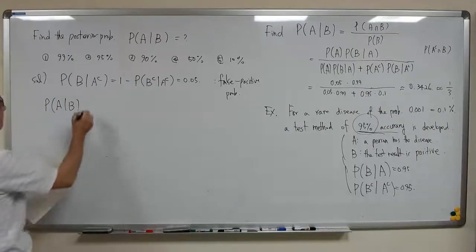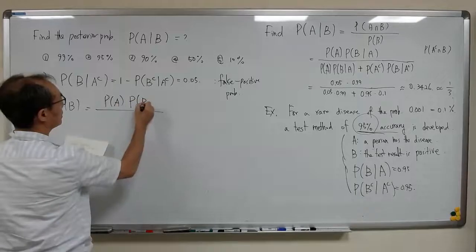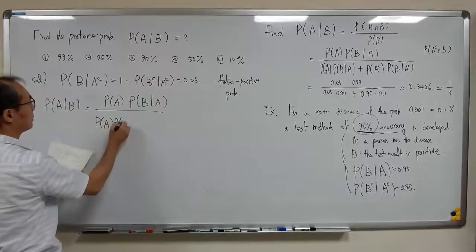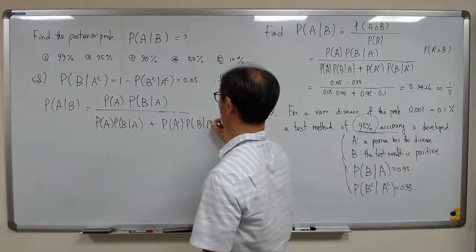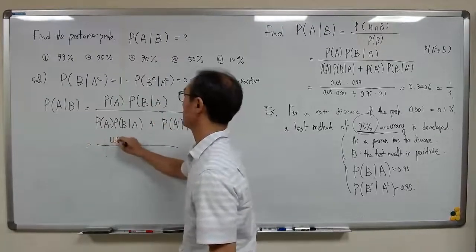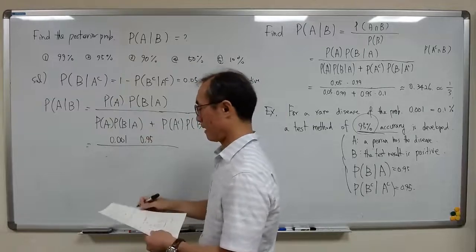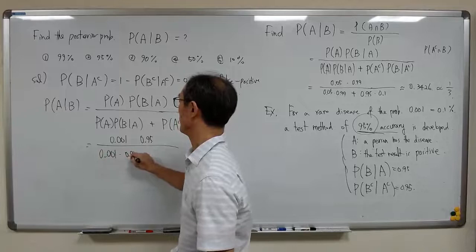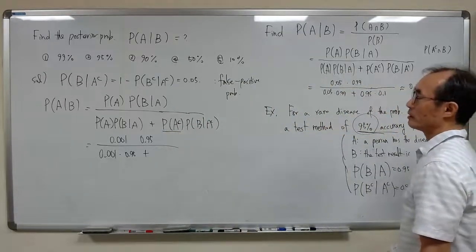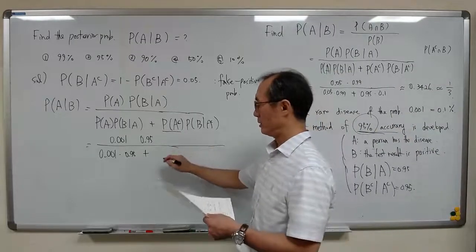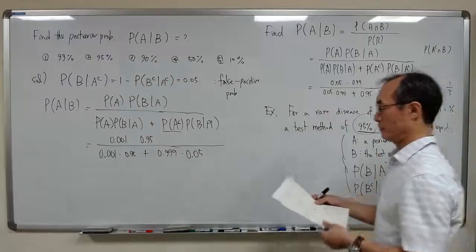And by Bayes theorem, the posterior probability of A given B is the probability of A, the prior probability, multiplied by the probability of B given A, divided by the probability of A times the probability of B given A, plus the probability of A complement times the probability of B given A complement. Which is 0.001, the prior probability of this disease, multiplied by 0.95, plus 0.999, the prior probability of the person not having the disease, multiplied by 0.05.